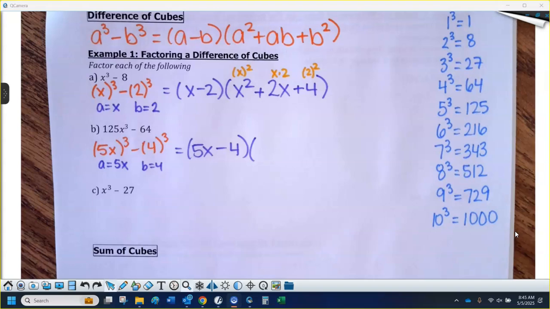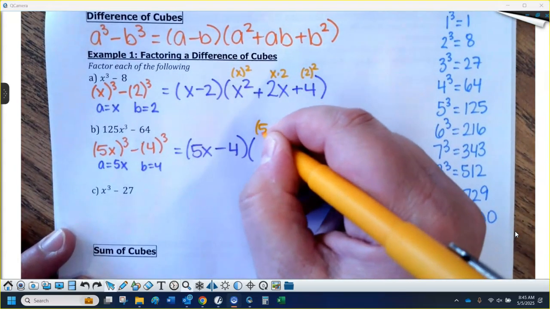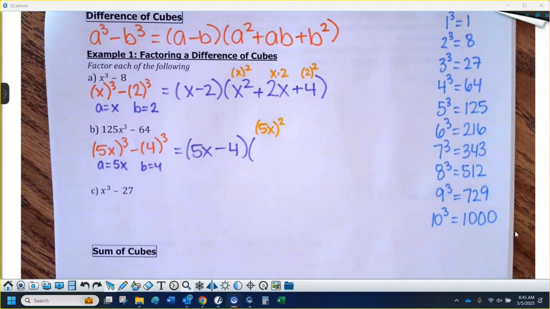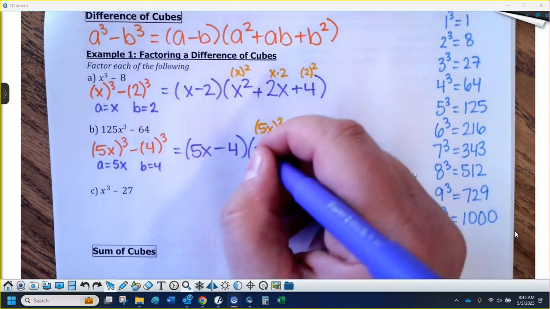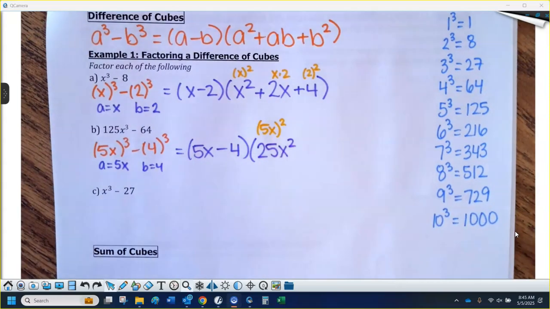So the first term here is a squared. So a is 5x, and I need to square that. The thing everybody messes up here is they forget to square the number. So you have to square the 5 and you have to square the x. So 5 squared is going to give you 25, and then x squared will give you x squared.